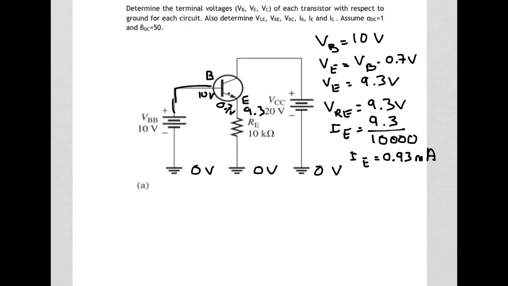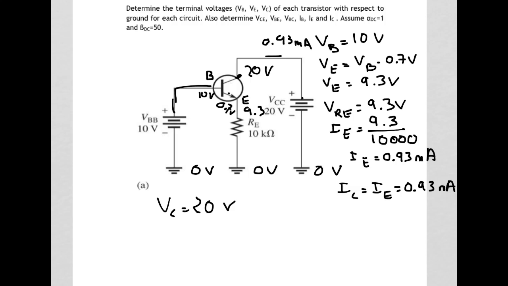Now, we assume that alpha DC is equal to 1, okay? So if alpha DC is equal to 1, it means that IC is going to be equal to IE, 0.93 milliamps. Yes? Okay? So it means here I'll have 0.93 milliamps. Now, what's the voltage at this point? Voltage at this point is the same as VCC, so at this point you're going to have 20 volts, so VC is 20 volts.